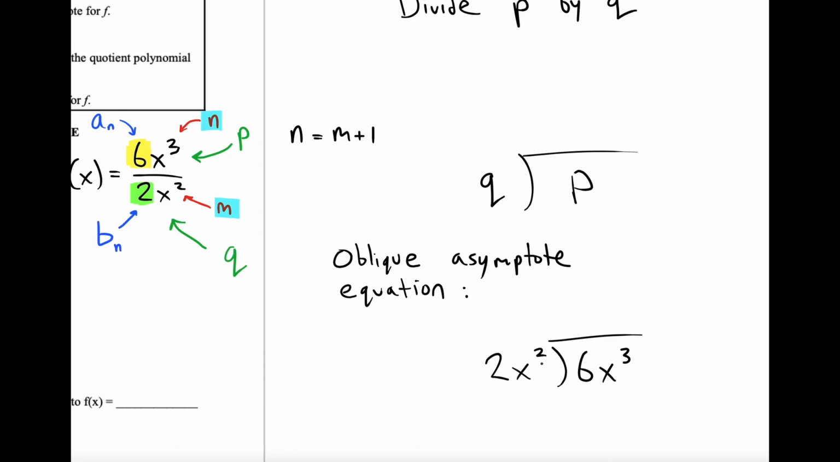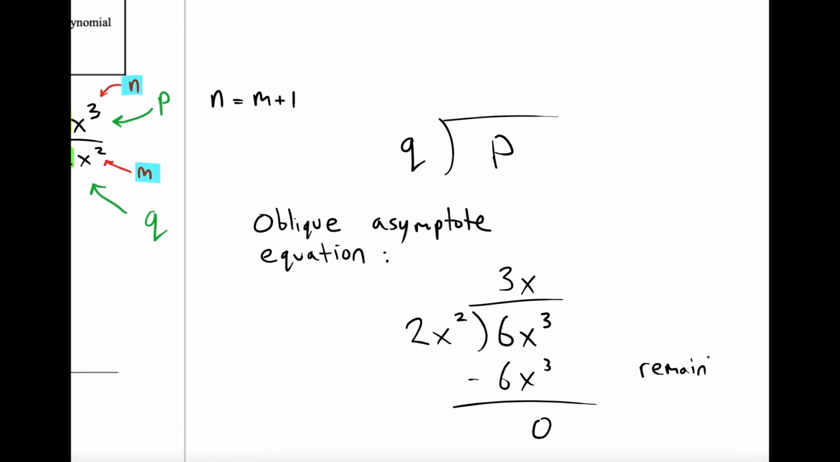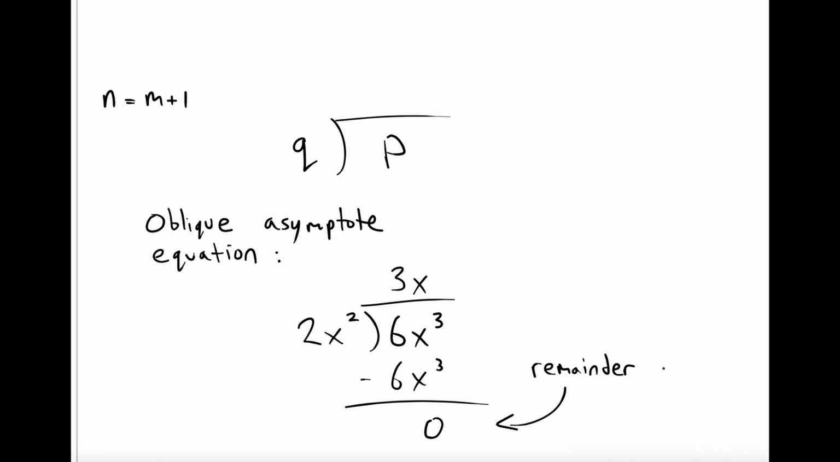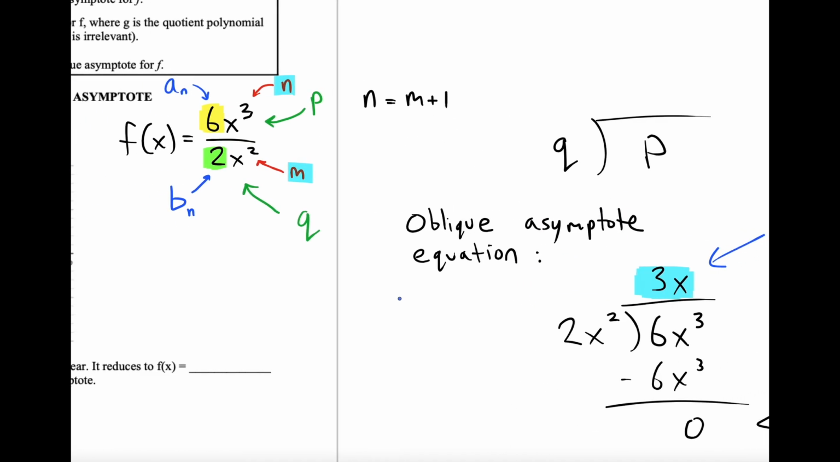Okay, so 6x cubed and 2x squared. Let's see, it's going to go in 3x times, minus 6x cubed. My remainder, of course, is 0 here. But like they said, the remainder is irrelevant, actually. So it doesn't matter to finding the equation of the oblique asymptote. The equation of the oblique asymptote is going to be your quotient. And that's going to make the oblique asymptote y equals 3x. Let's see if that is the case.